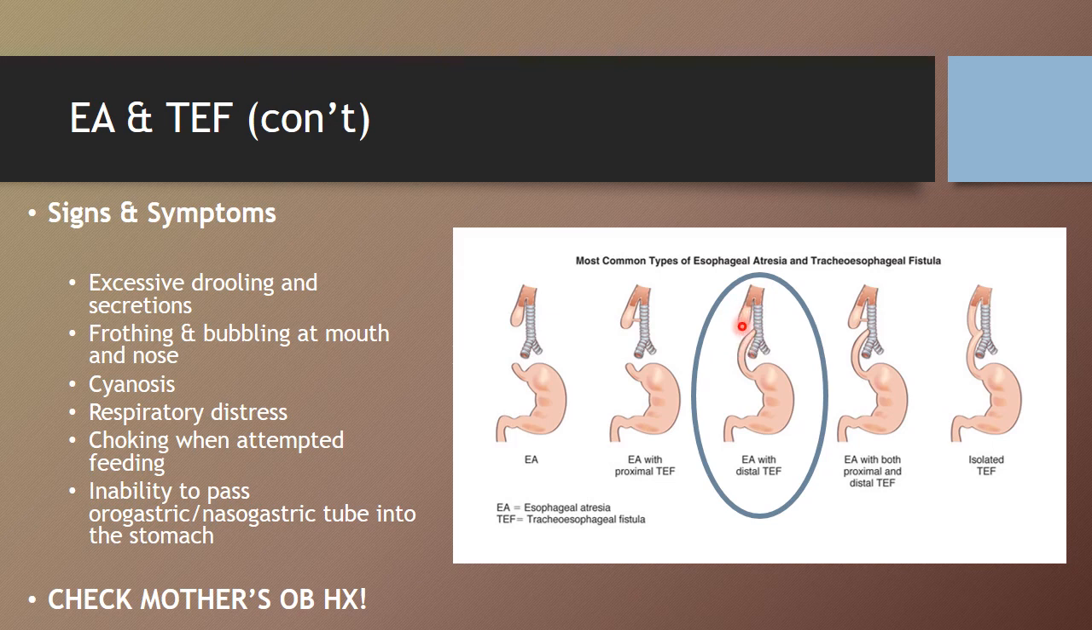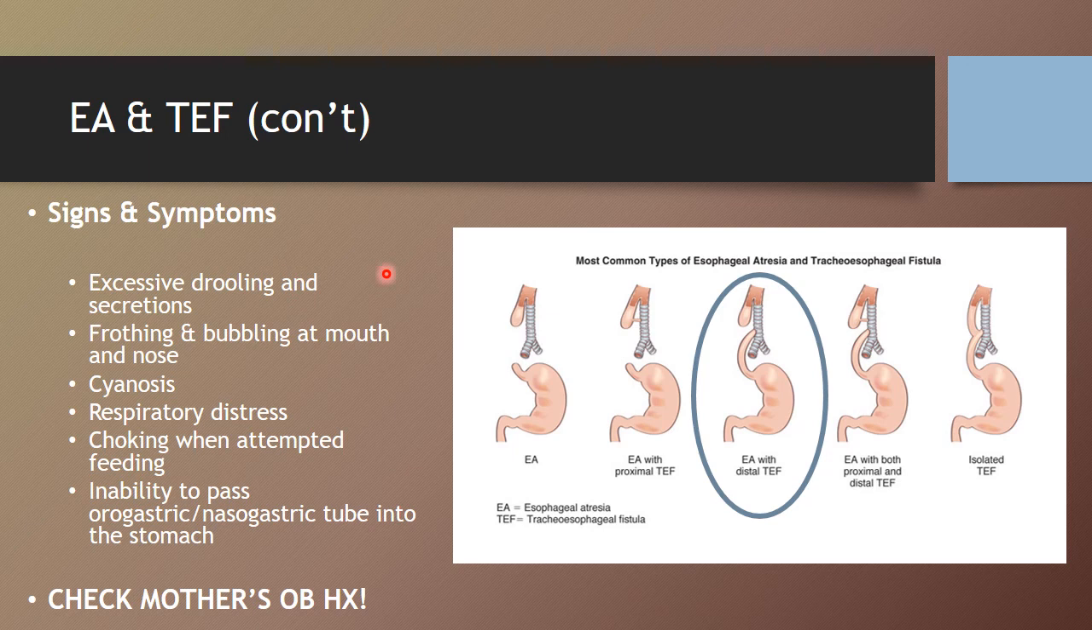the esophagus connecting to the whole thing connecting to each other, it is actually connecting to the trachea. And so it just went the wrong way. So this is the most common, EA with a distal TEF. And then you have an EA with a proximal and a distal, and then you have an isolated TEF where it's just the esophagus is there, but for some reason it decided to make a TEF.